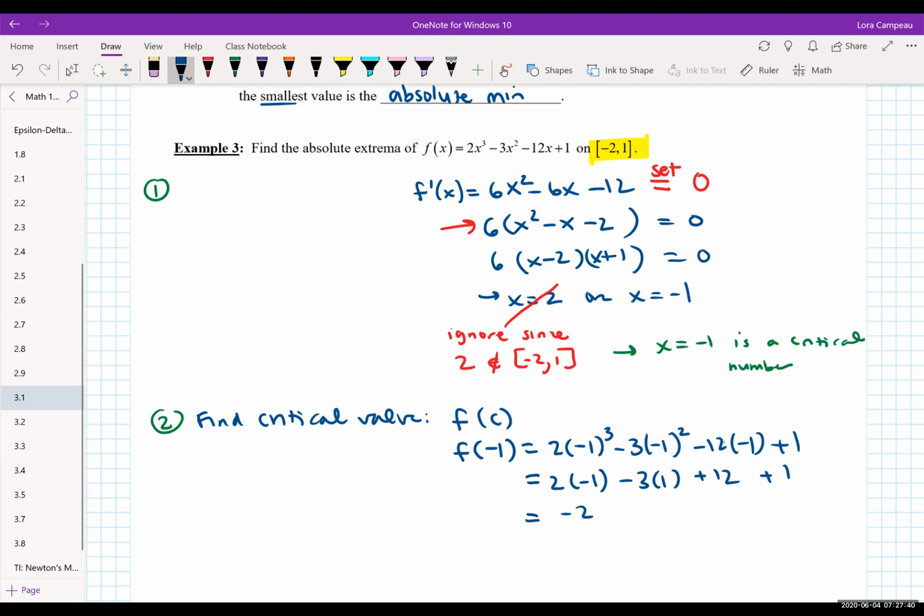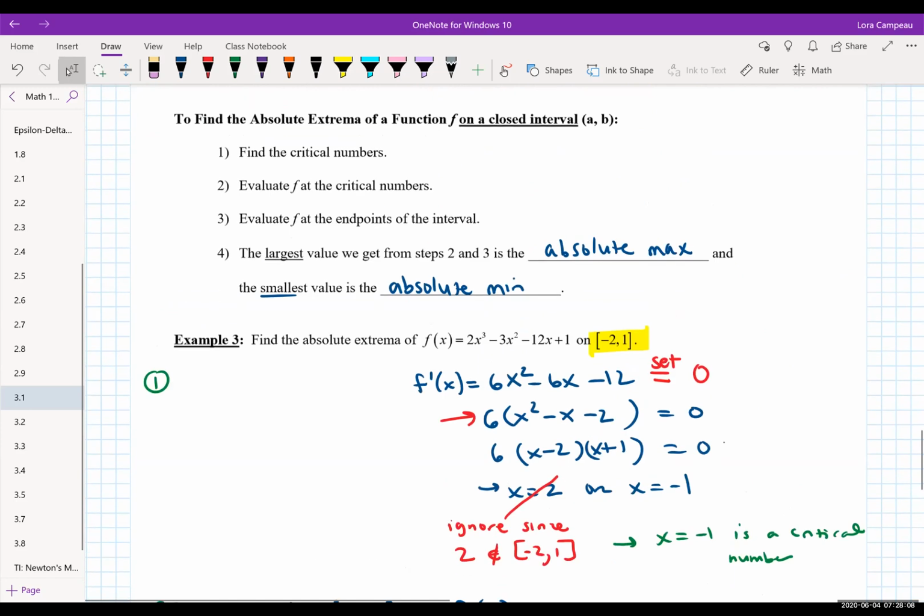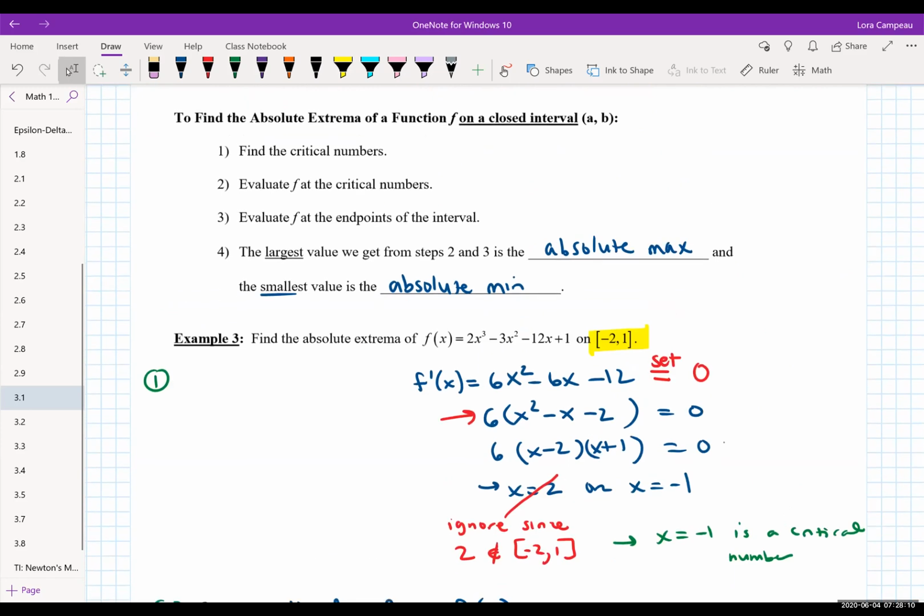And so I should have negative 2 minus 3 plus 12 plus 1. And we should get ourselves, I believe that's an 8, 6. Yep. I always have to think about it. Okay, so right now we don't know what to do with that yet. We're gonna wait. I do wanna go through looking at what is the value of f at the endpoints.